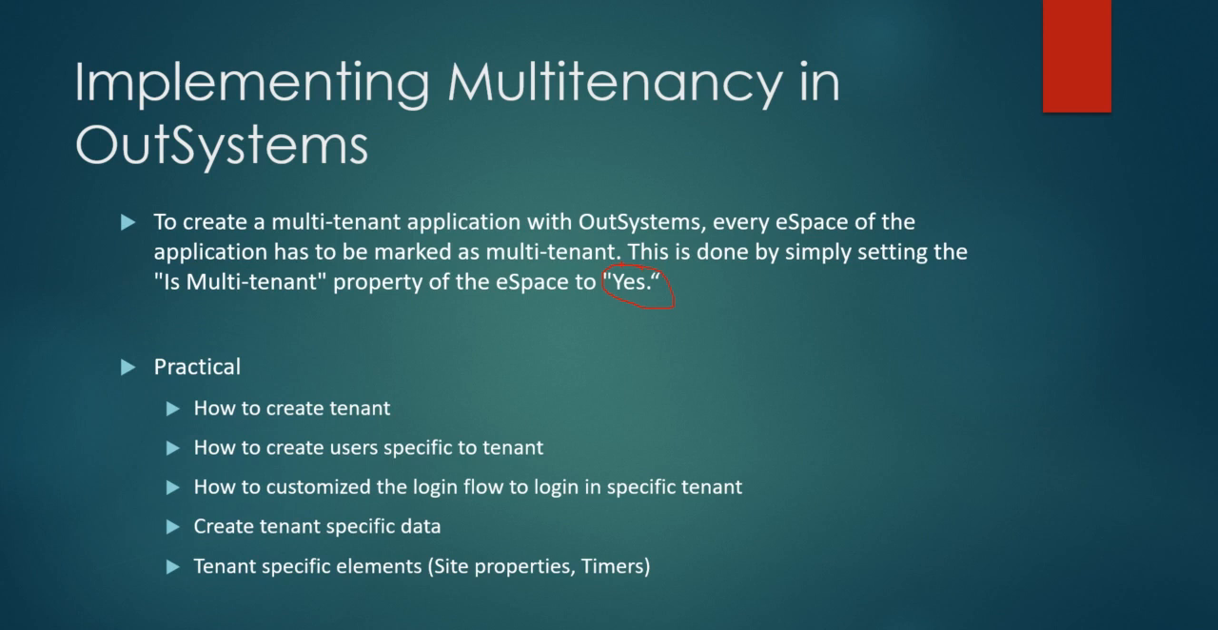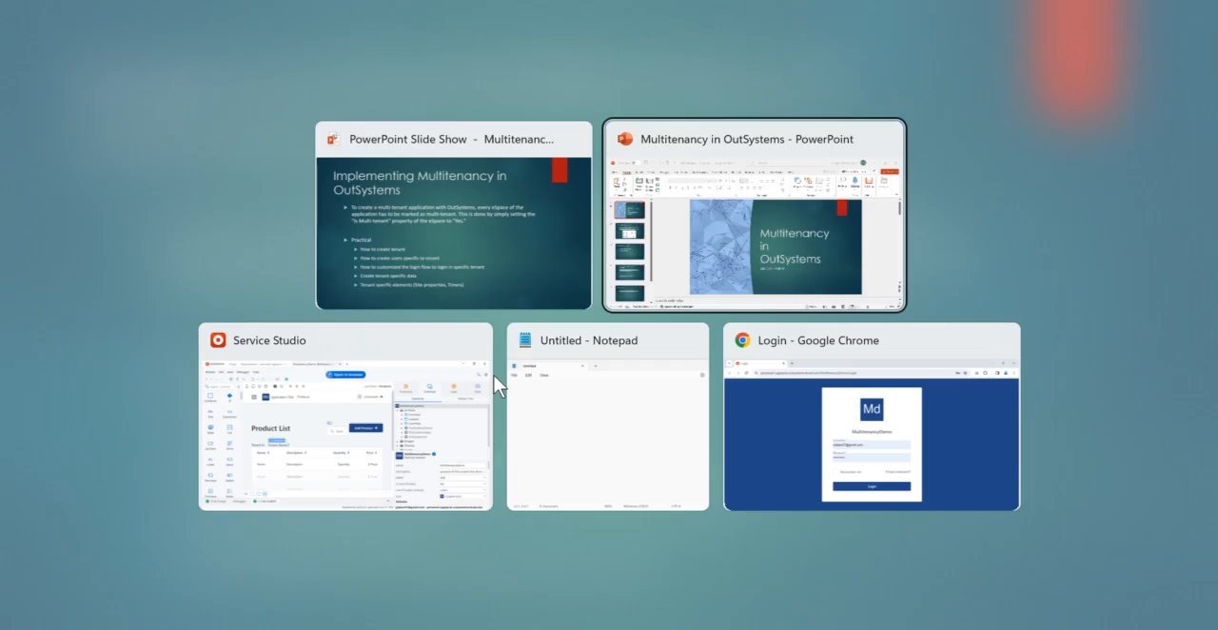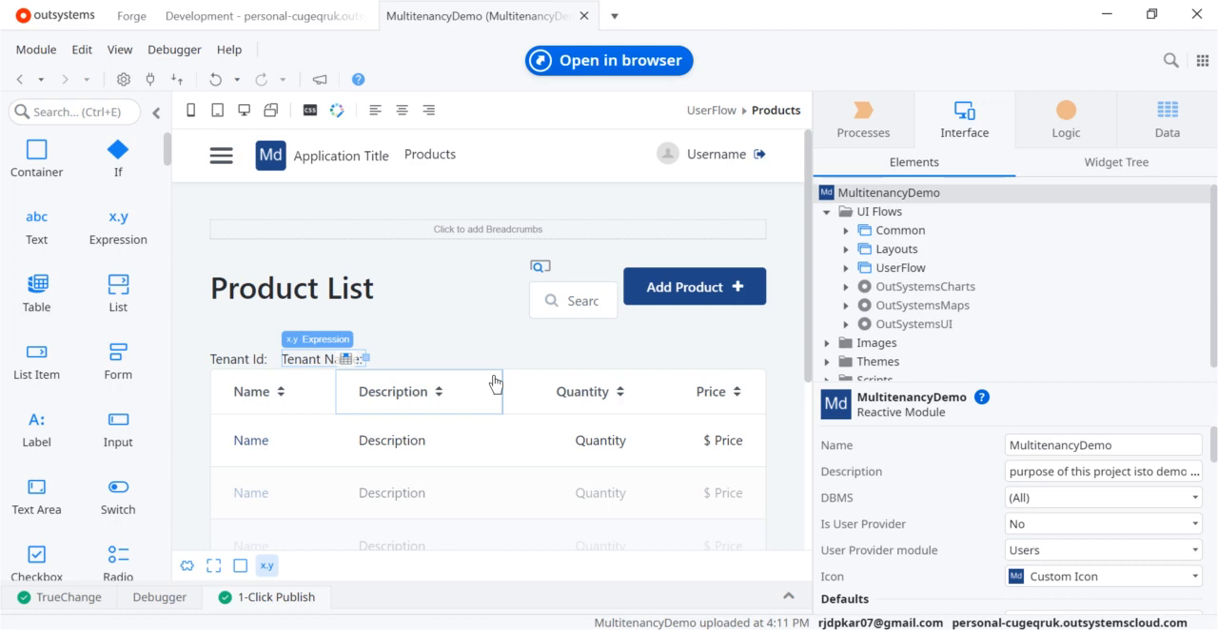Now, practically we will see how we can create the tenants, how we can create the users specific to the tenant, and how we can customize the login flow to log in to a specific tenant. All these things I want to show you practically in OutSystems. So let me move to Service Studio and do all these things practically.